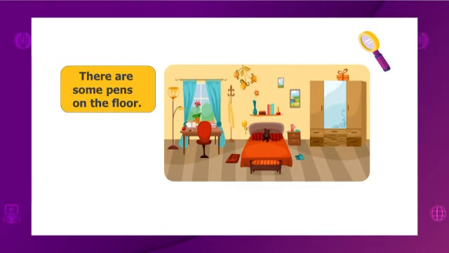Okay. So, another information, there are some pens on the floor. Can you see the pens on the floor? No, of course, so this information is false. Well done. So, there is a big window behind the table. Well done, this information is true.